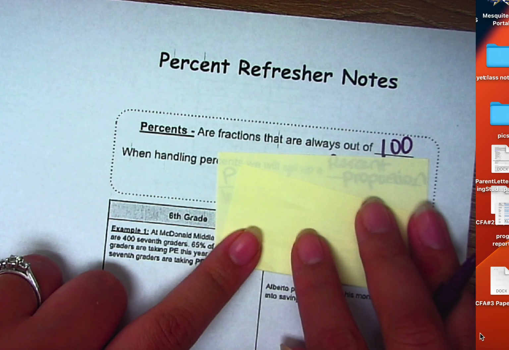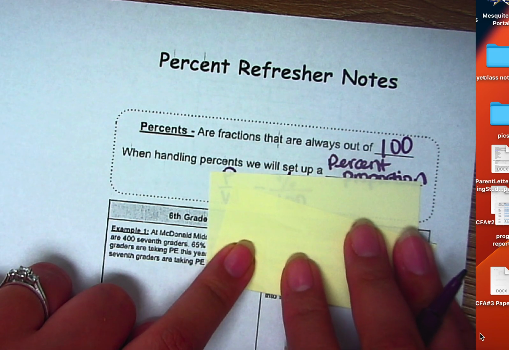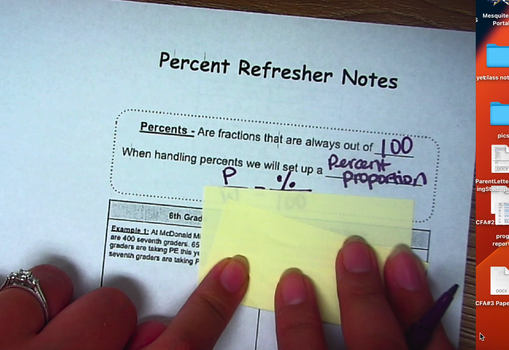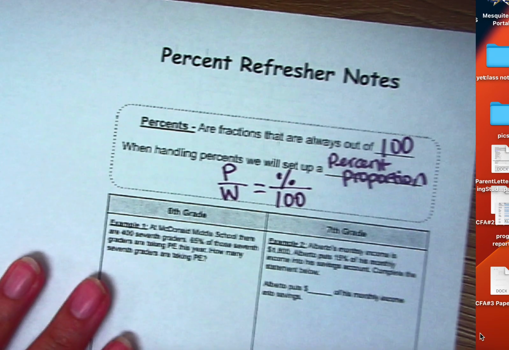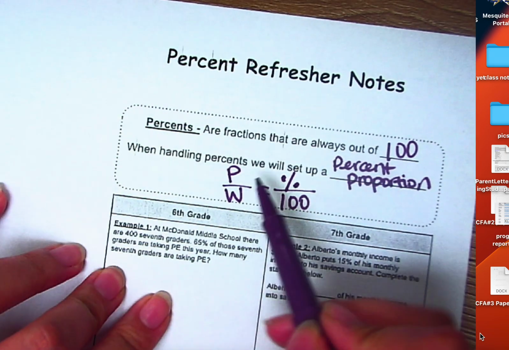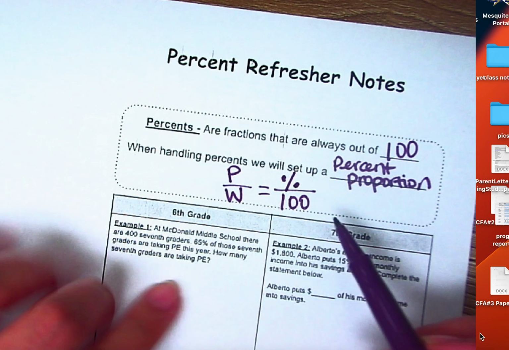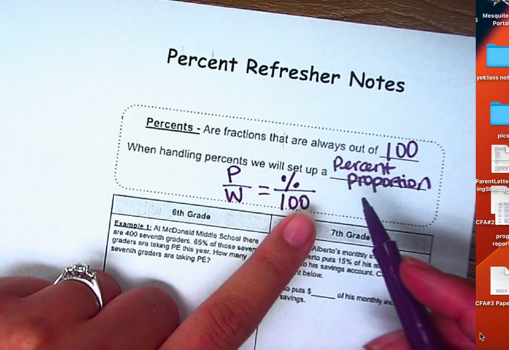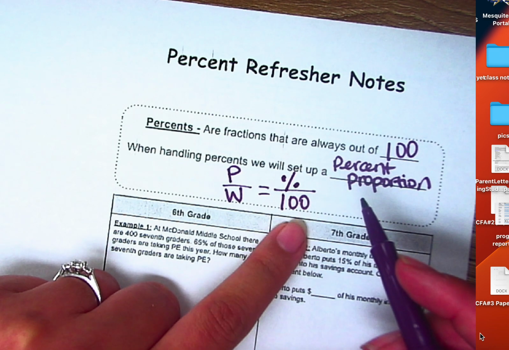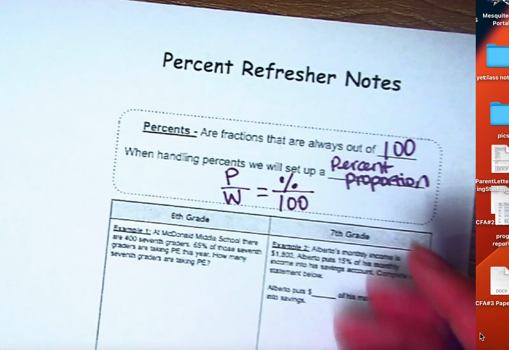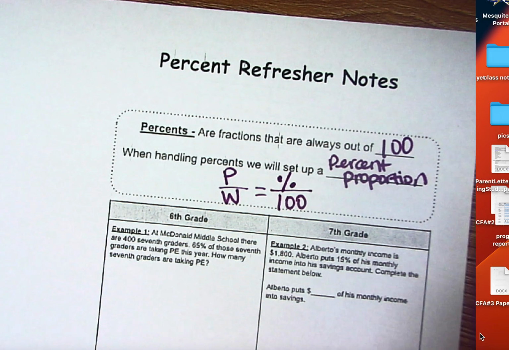Okay? When handling percents, we will set up a percent proportion. What that looks like is going to be P over W is equal to percent over 100. This 100 is always going to stay the same. Okay, it's never going to change. It's always going to be 100. Make sure you write all this information down.